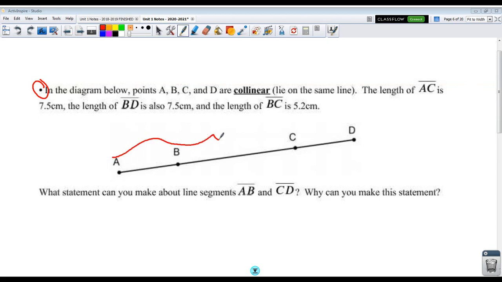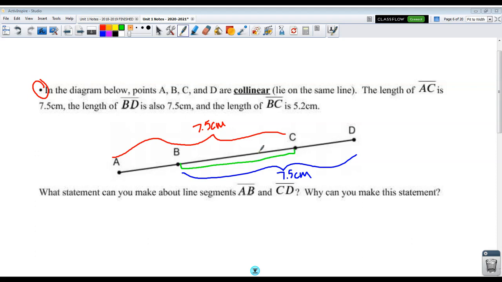I didn't actually measure this. I think it's close, but don't worry about it. You can just use these values that I gave you. So AC is 7.5 centimeters. Segment BD is also 7.5 centimeters. So they're the same length. And I'm also telling you that segment BC, this little guy right here in the middle, is 5.2 centimeters.